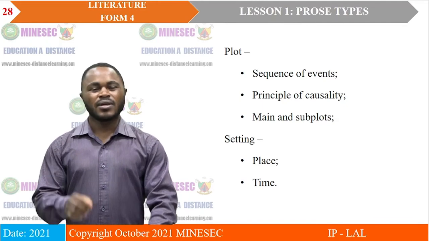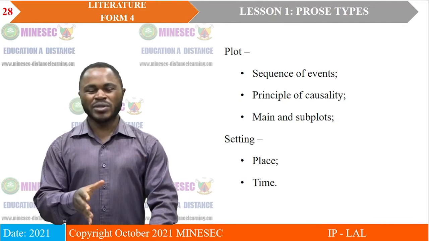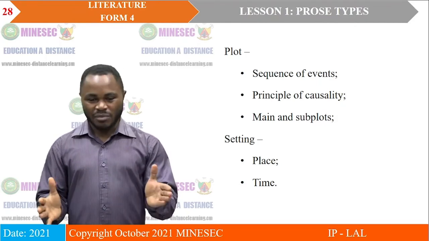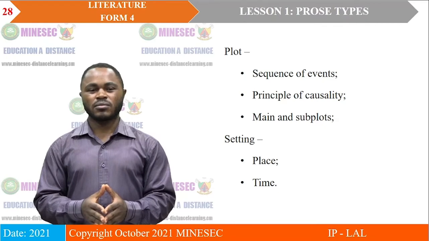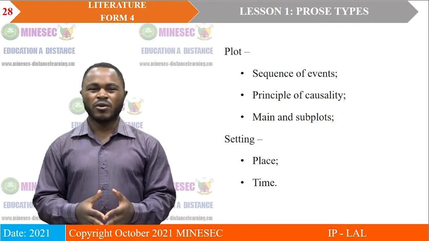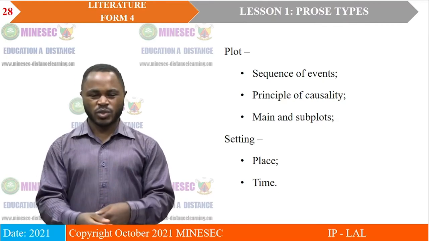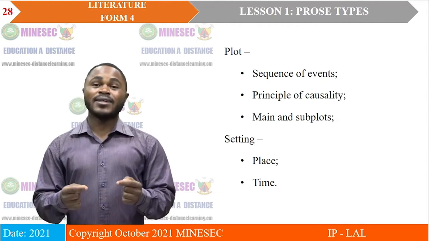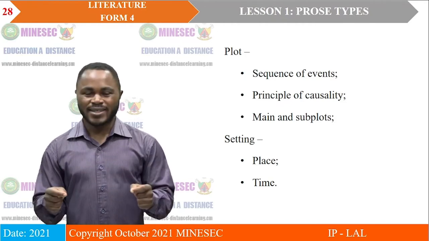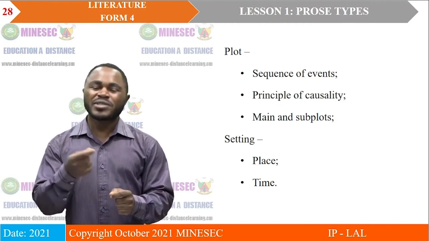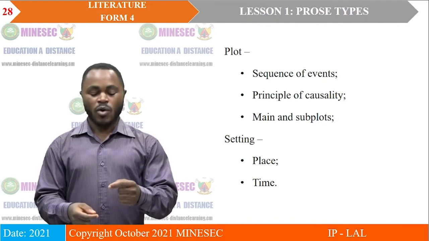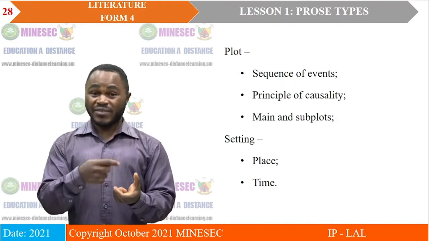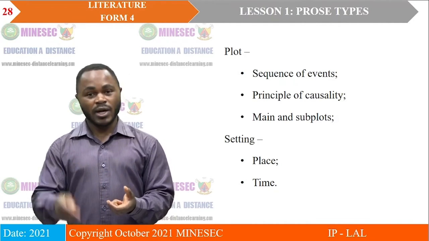Now, in a very straightforward manner, the plot is simply the sequence of events, or of major events, that make up a story. A sequence of major events. What does this mean? When I talk about a sequence, it means one thing happens and then another happens. But again, these things are not haphazard. They operate on a principle of causality. It means that event A happens, and because event A has happened, event B happens.